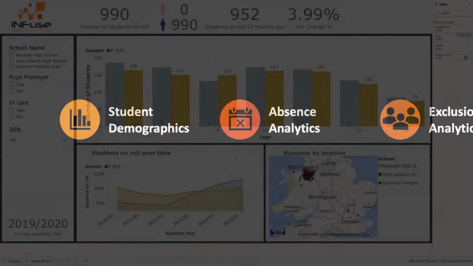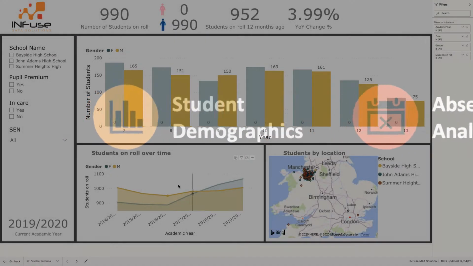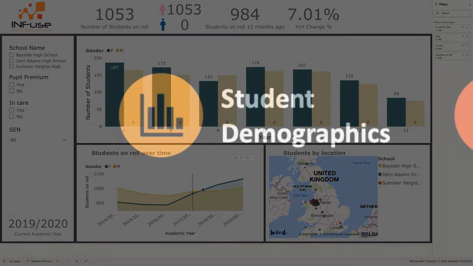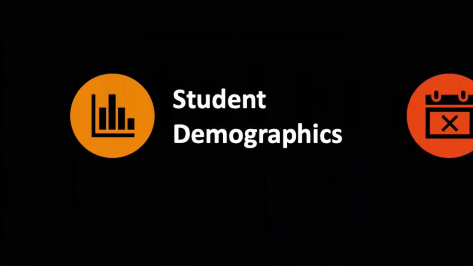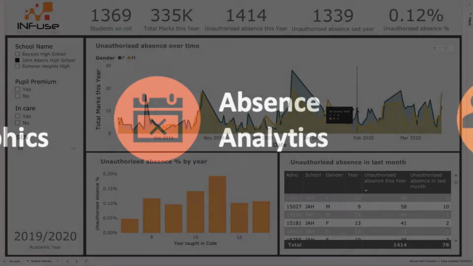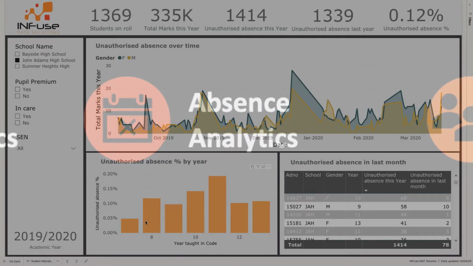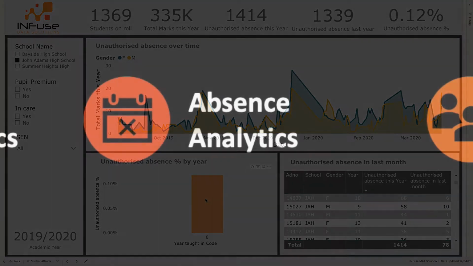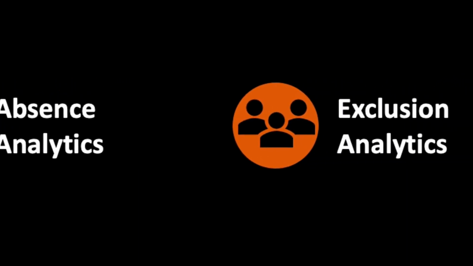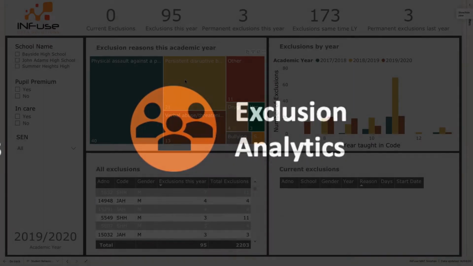The dashboard comes with 3 core sections. Student demographics, which details the volume of children by year group and location over time. Absence analytics, which details unauthorized absence by month and over the school year. And behavior analysis, detailing exclusions by year and type.